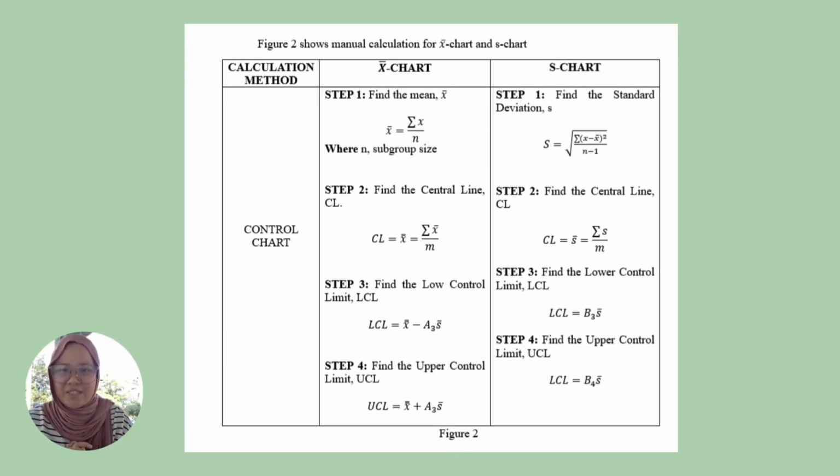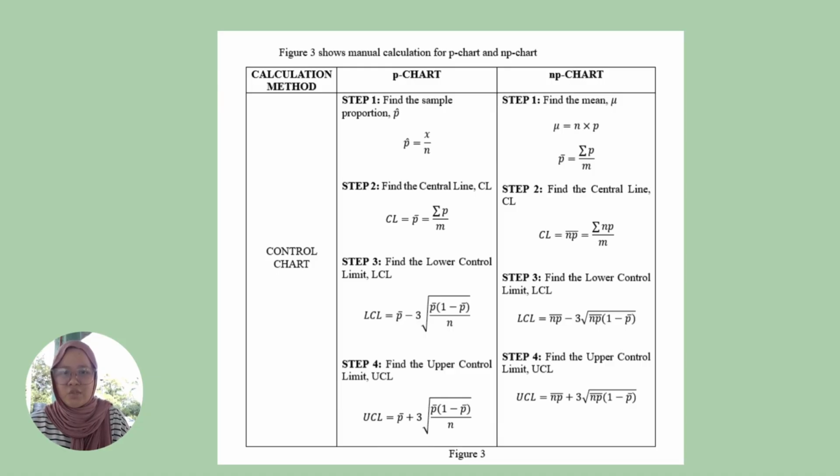Next, we will move on to figure 2. Figure 2 shows the manual calculation for the X-bar chart and S chart. This is the formula that we use to find the value for the X-bar chart and S chart. And the last one, figure 3 shows the manual calculation for the P chart and NP chart. This is the formula that we use for the P chart and NP chart to find the value.